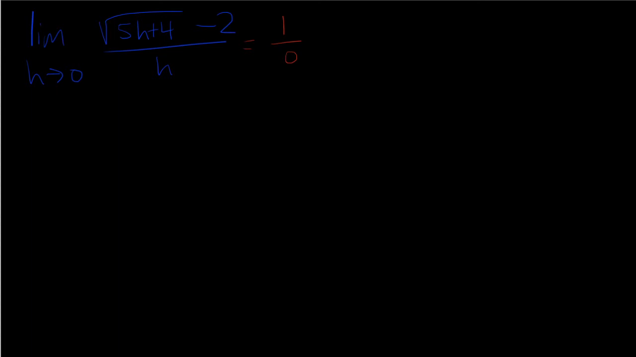So what I'm going to do here is multiply the top and the bottom by square root of 5h plus 4 plus 2, over square root of 5h plus 4 plus 2. So this is known as the conjugate.